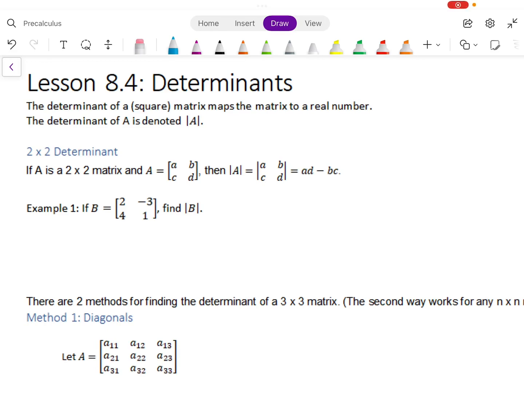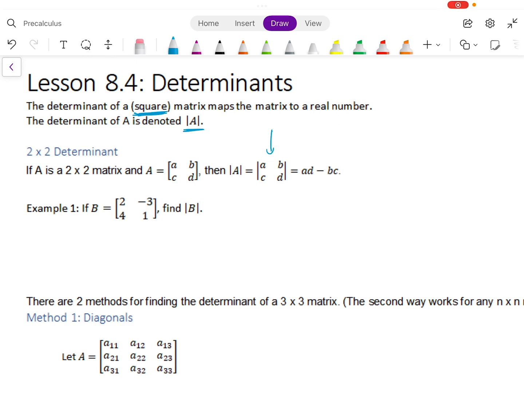In lesson 8.4, we learn about determinants. The determinant of a square matrix, so you can only do determinants of square matrices, maps the matrix to a real number. The determinant is denoted with this symbol right here. We have absolute value marks around the name of the matrix, or as you can see here, you actually can put the marks around the entire square matrix.